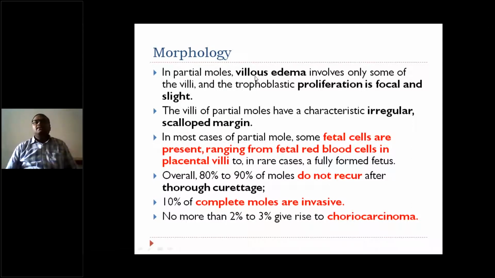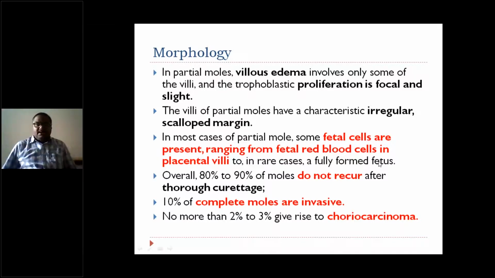Whereas in partial moles, villus edema involves only some of the villi because the other villi are normal, and trophoblastic proliferation is focal and slight. The villi of partial moles have a characteristic irregular scalloped margin. In most cases of partial moles, some fetal cells are present, ranging from fetal red cells in placental villi to a rare case of a fully formed fetus.